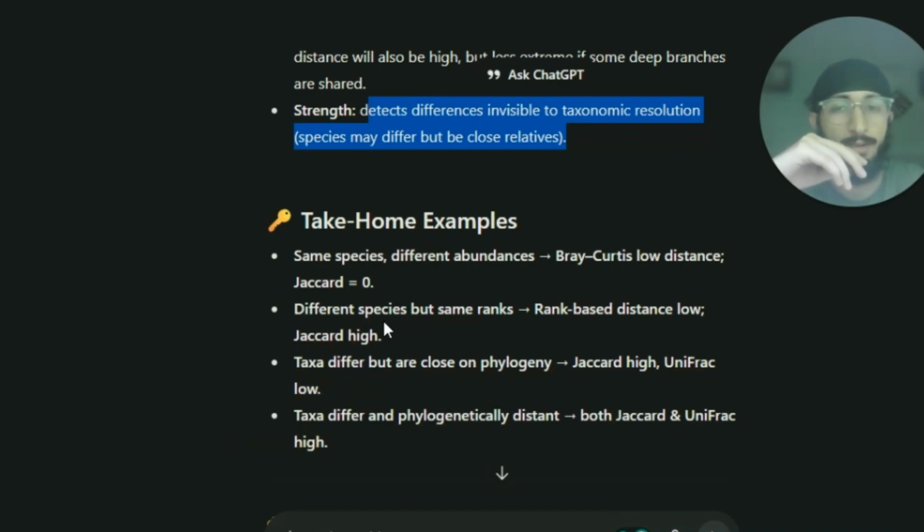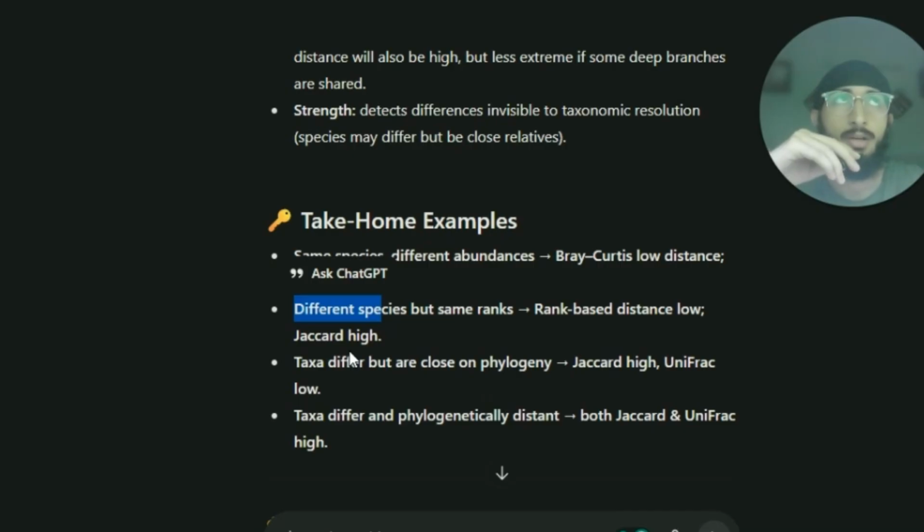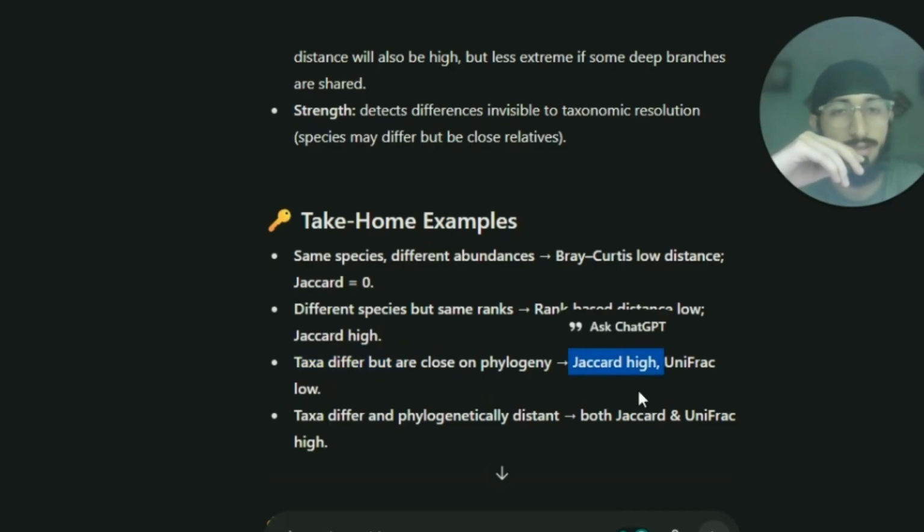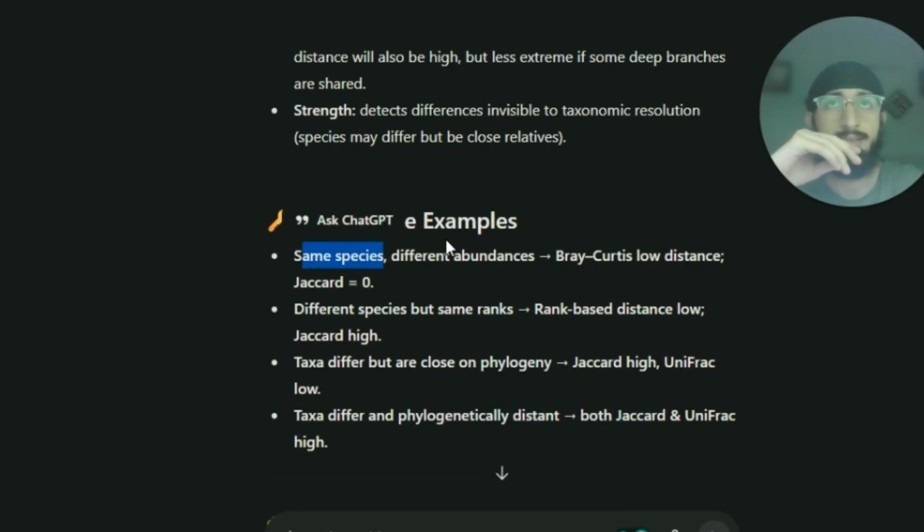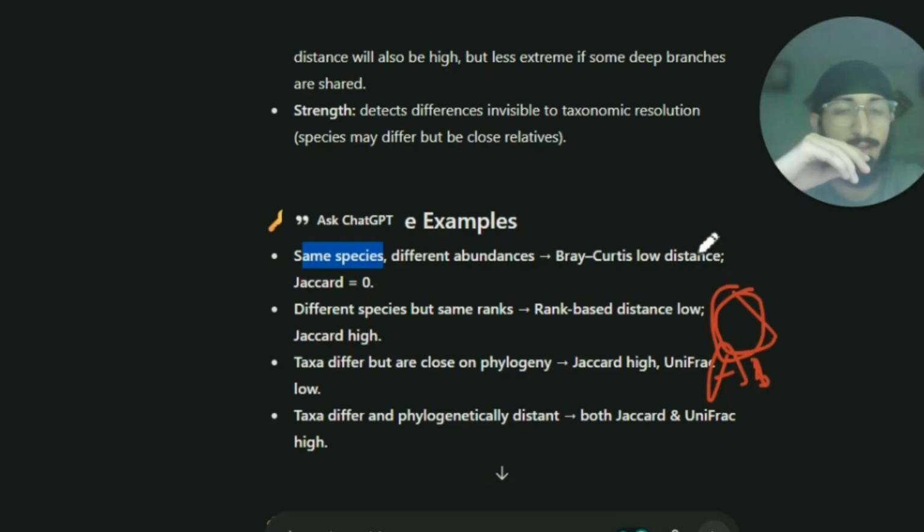Right, so when the difference is high, that means the intersection between the species is low, so Jaccard would be high. You can see that we're differing, so Jaccard is high. But if we have the same species, that is, the intersection between sets A and B is the same, A and B are overlapping, we have the same species, the Jaccard would be 0.